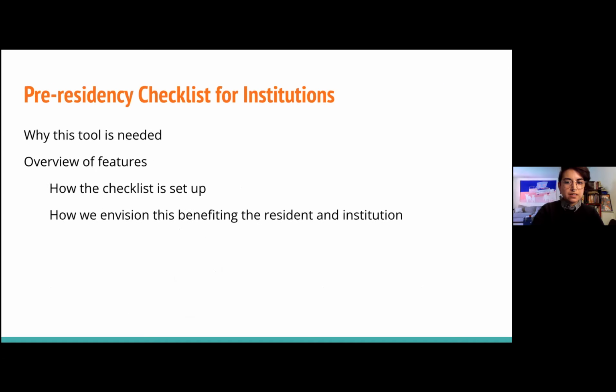Okay, I'm going to be covering the pre-residency checklist for institutions component of the toolkit. We were really interested in developing a tool that would measure whether a host institution was prepared to host diversity residents, since that's such an important factor in resident success. So this tool is designed to be robust enough to account for many activities, tasks, and other support mechanisms that are important for hosting diversity residents, but also be flexible enough to account for different situations. It's not prescriptive in nature, but it's intended to provide an overall picture of a residency.